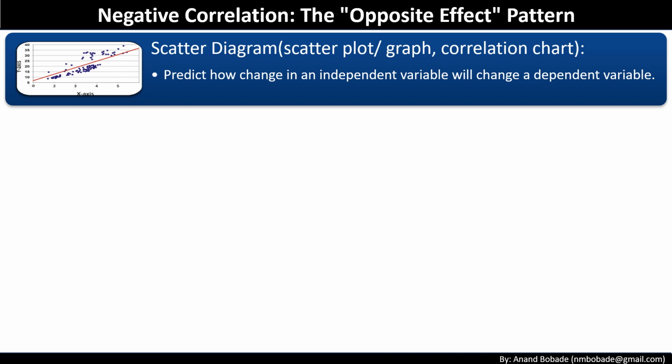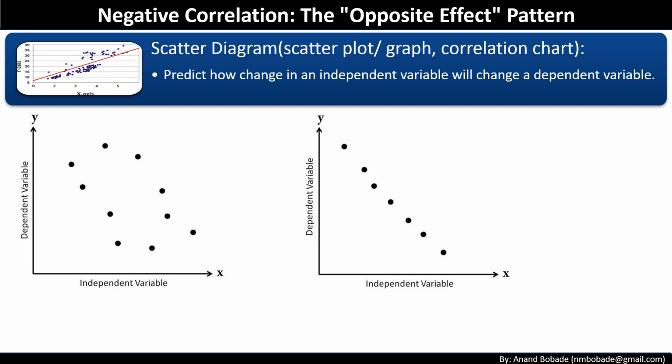Negative correlation, the opposite effect. Pattern: a negative correlation is when the pattern slopes downwards. This means as one variable increases, the other decreases. Let's use another example to understand this.